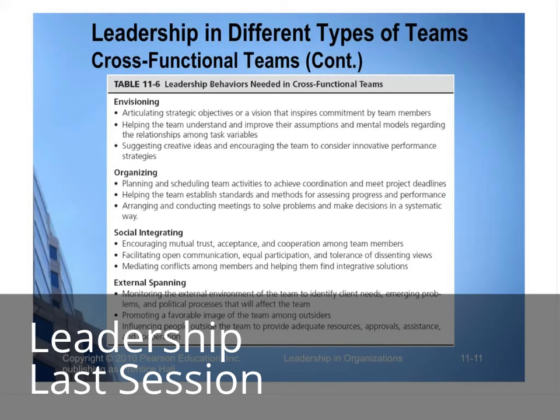So we were suggesting when you are a leader, you are coming up with creative ideas. You're coming up with encouragement to the team. So envisioning is not just having a vision. It is helping your team members, your staff, understand the vision and giving them a vision as well.